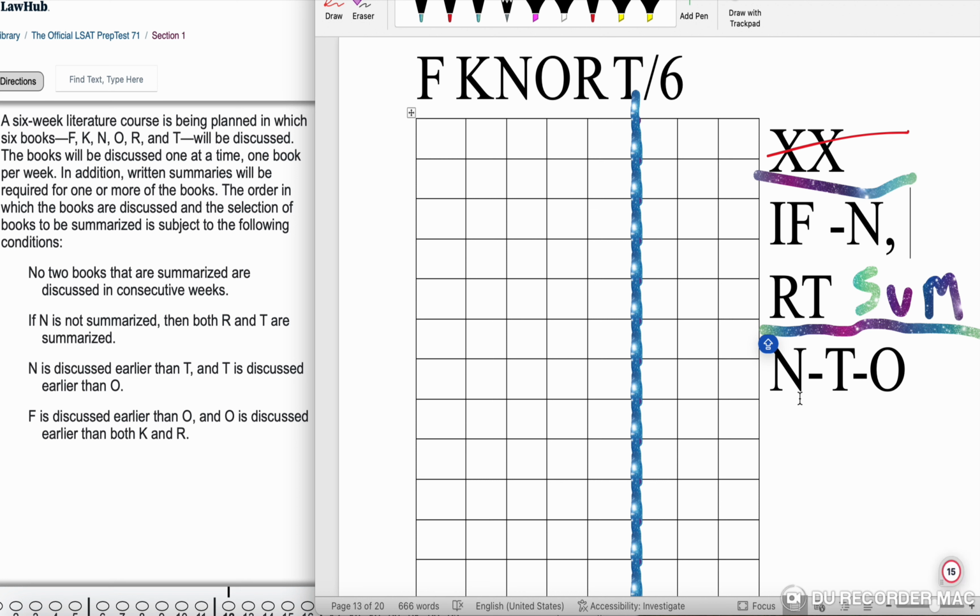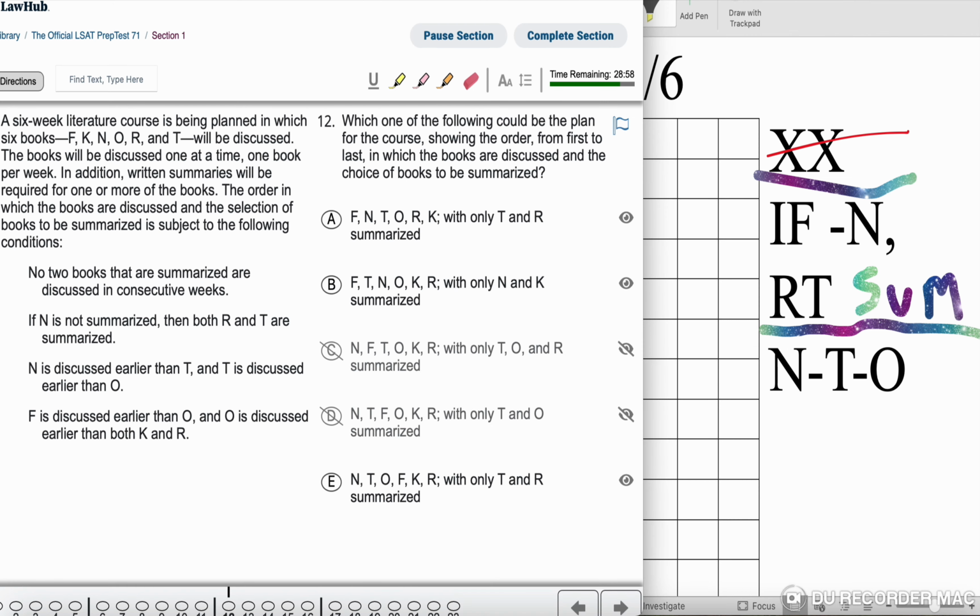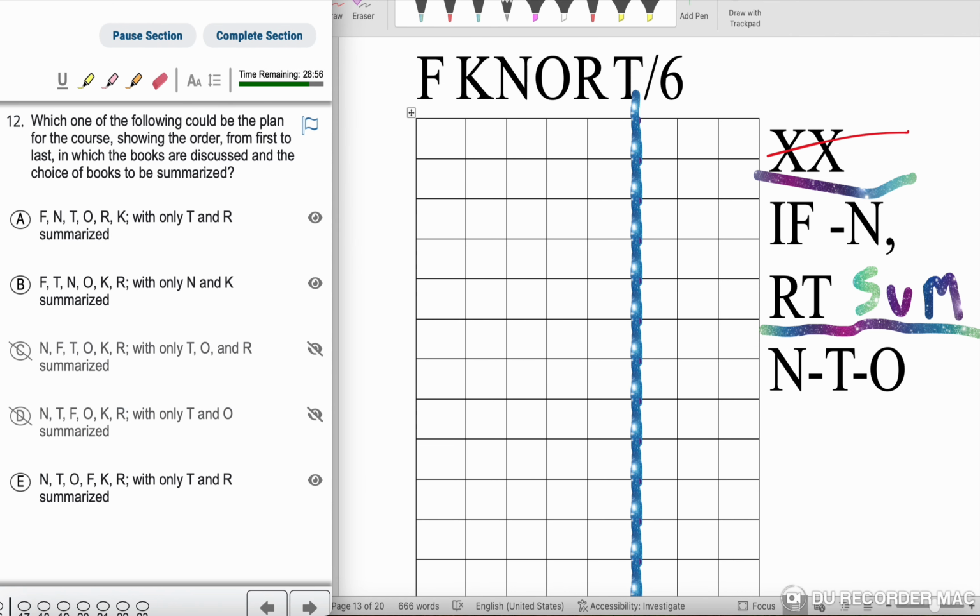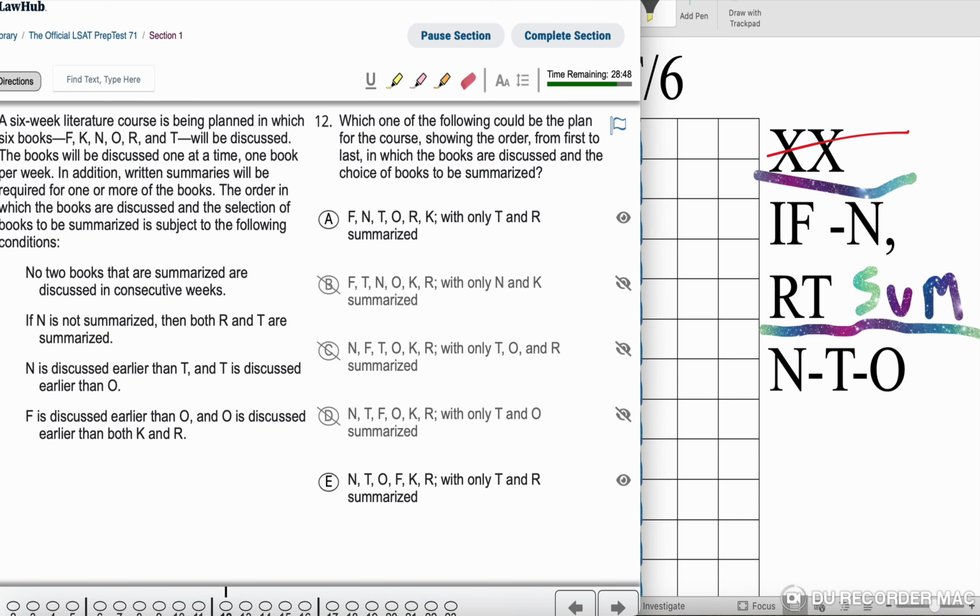So now that I have it down as N, T, O, let's go and look for it. We have T, N, O, so go ahead and get rid of choice B, because T is going to be before N. We don't want it like that. All right, last condition. F is discussed earlier than O.